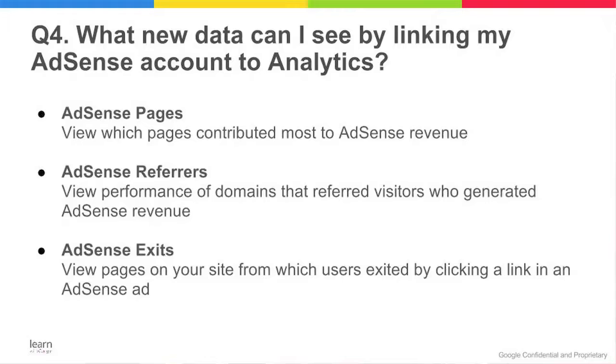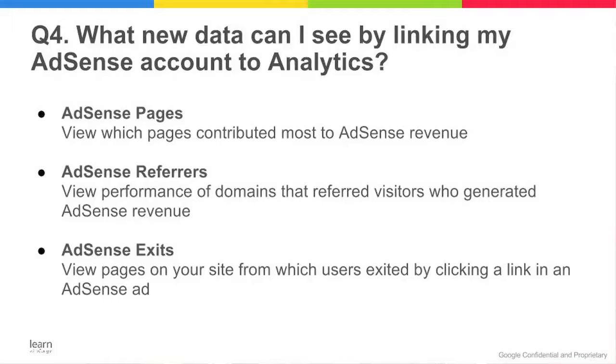So when you link your AdSense account to analytics, you can reach the AdSense reports under the content section on the left navigation bar in analytics, and when you check that reporting area, you will see 3 reports: AdSense pages, AdSense referrers, and AdSense exits. Let me quickly talk about these 3 reports.